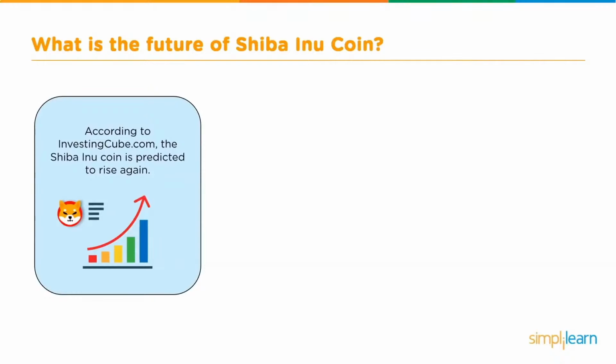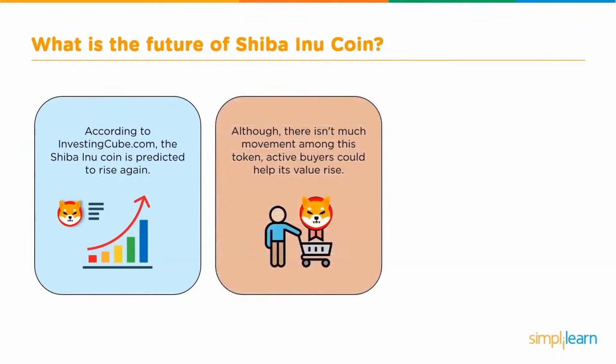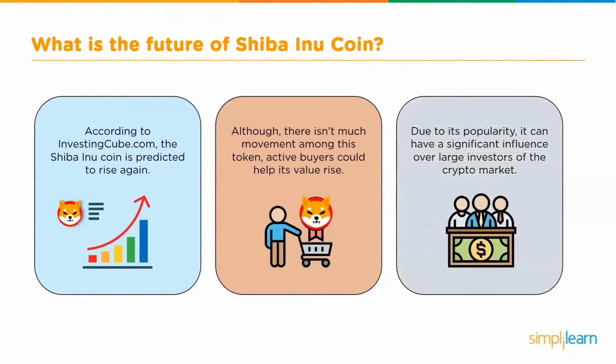According to investingcube.com, the Shiba coin is predicted to rise again. Although there isn't much movement among this token and its value, active buyers could help its value rise. The value could rise to 0.00001040 in a more active buyer's market. Although it may not appear to be a significant amount, due to its popularity in future, it can have a significant influence over large investors of the crypto market.